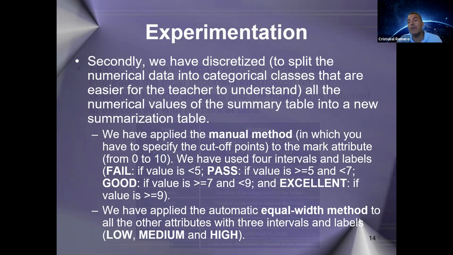In Spain we use 4 intervals. So in our case, we use 4 levels. Fail, if the numerical value in the final exam is lower than 5. Pass, if the final mark is between 5 and 7. Good is when a student obtains a score between 7 and 9. And excellent is the best, when the student obtains a mark greater than 9, between 9 and 10. So we have 4 levels.